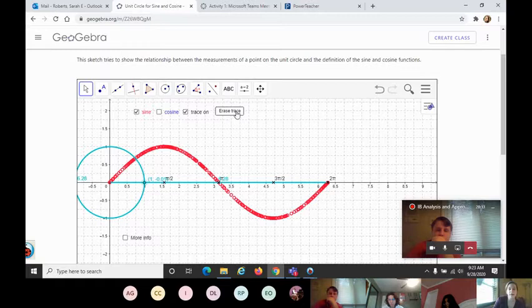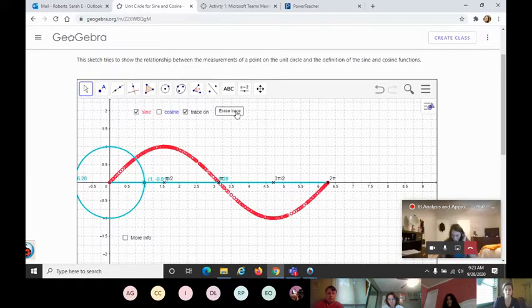Okay, so that's the sine values. What questions do you guys have before we do the cosine? Anybody?